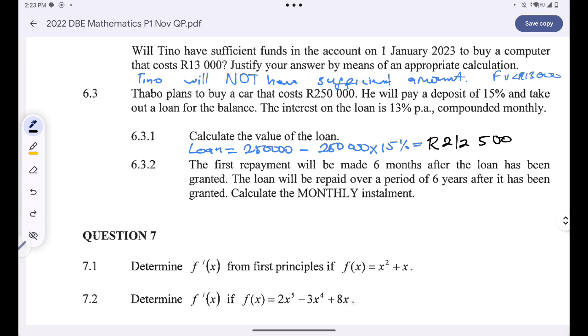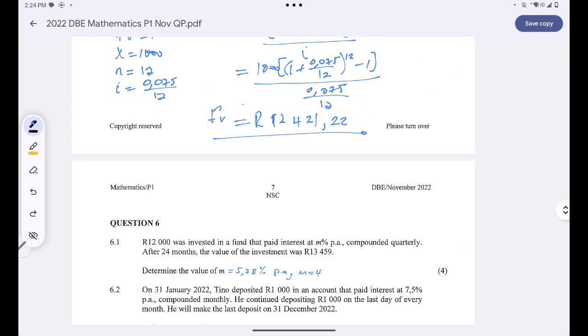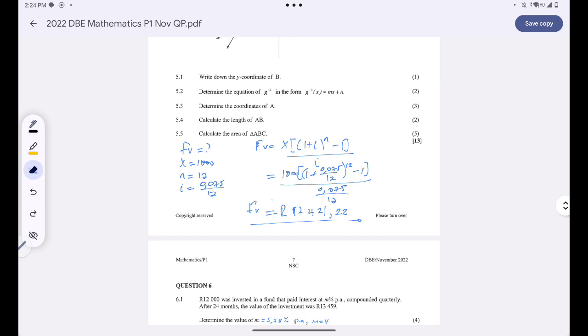Okay, and then we are told that the first payment will be made 6 months after the loan has been granted. The loan will be repaid over a period of 6 years after it has been granted. Calculate the monthly installment. Okay, let's visualize this thing.